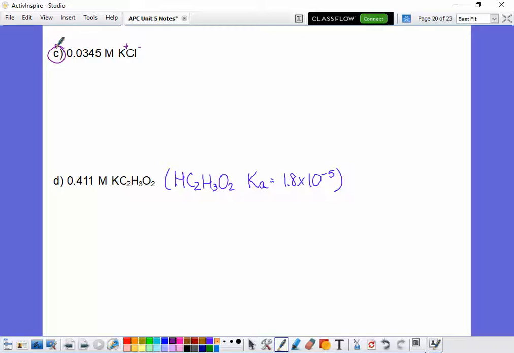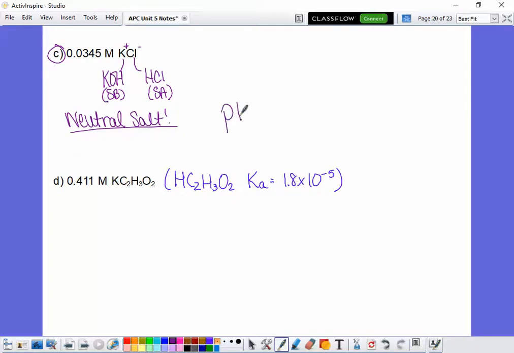We have K plus and Cl minus. K plus comes from what base? Which is a strong base. And Cl minus comes from what acid? Which is a strong acid. So what type of salt is this? It's a neutral salt because with strong on both sides, neither one wins out. Therefore, what is the pH of this solution? 7.